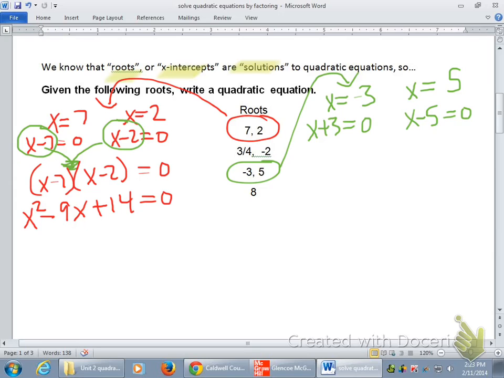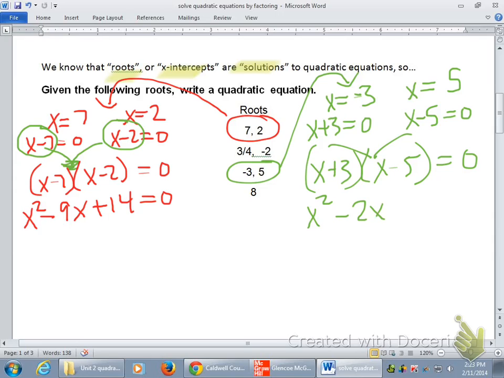Notice the signs. Do you notice how this sign here is the opposite of that one, and this sign is the opposite of that one? All right, keep that in mind. That'll help you a lot with shortcuts later. Okay? And then take these two and multiply them, and that gives you x plus 3 times x minus 5, and that is straight from Math 1. And you get x squared minus 2x minus 15 equals 0.